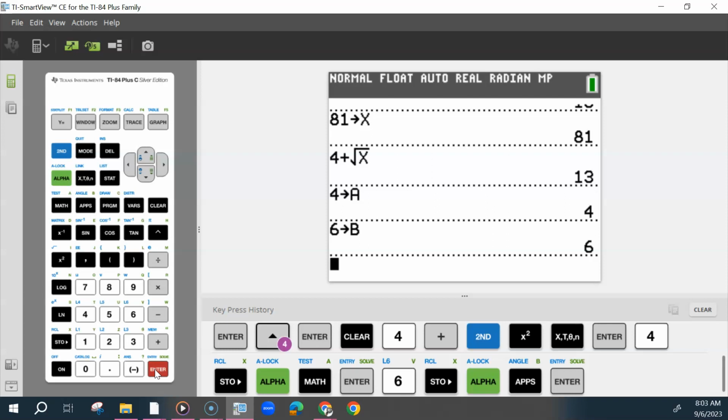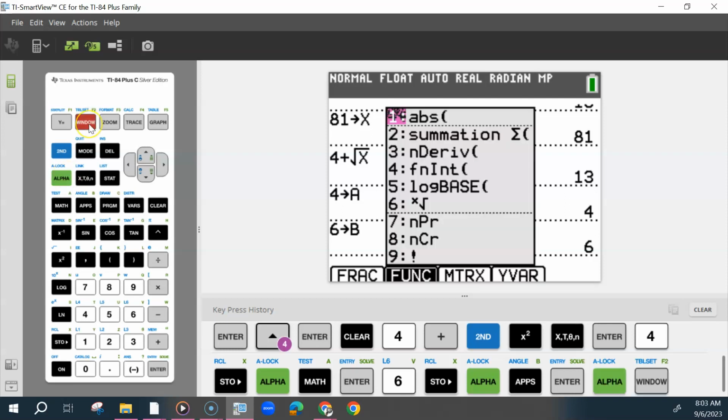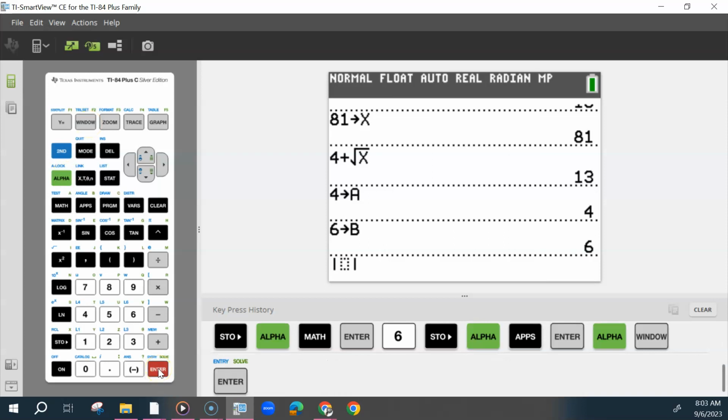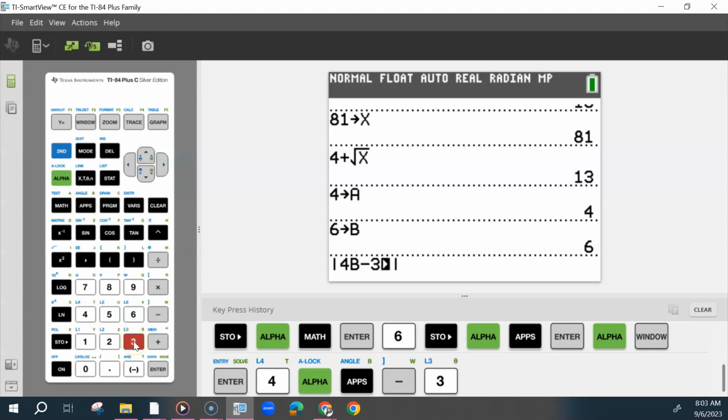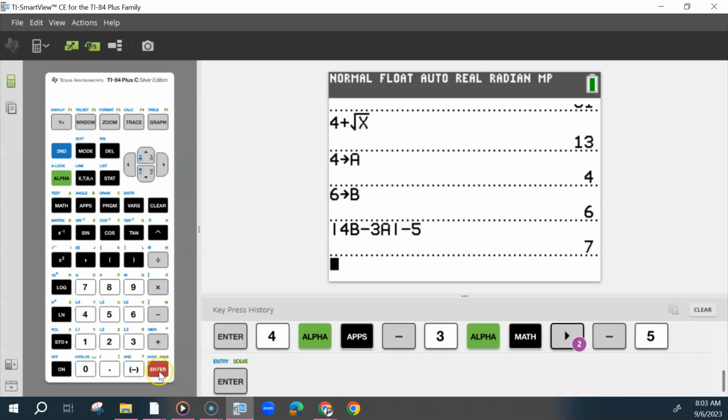So absolute value, alpha, window. And then I want 4B, so alpha B, minus 3A, so alpha A. And then I'm going to come outside of the absolute value and go minus alpha. That is the answer we have.